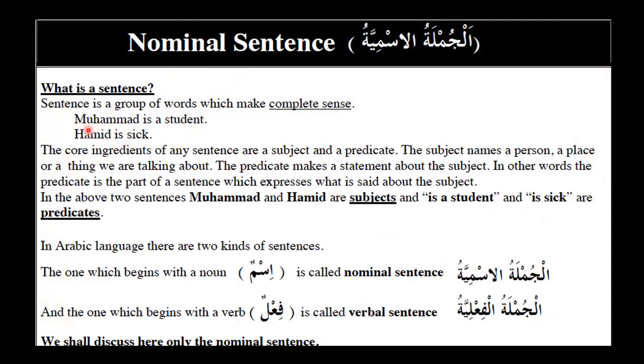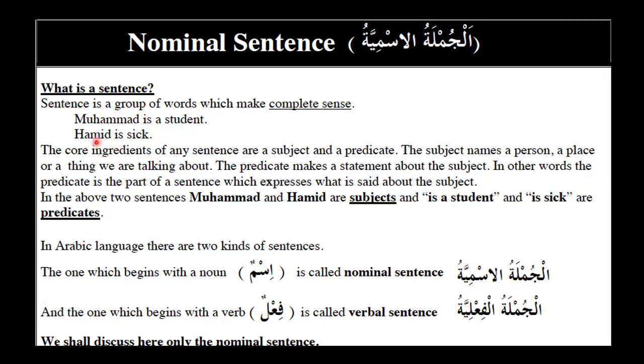So let's say if I say, Muhammad is a student, okay? So this is a sentence. Muhammad is the subject of the sentence. And what is a student? A student is the predicate. A predicate makes a statement about the subject. In other words, the predicate expresses what is said about the subject, meaning the predicate is basically giving you more information about the subject, who is Muhammad. What is Muhammad? He is a student.